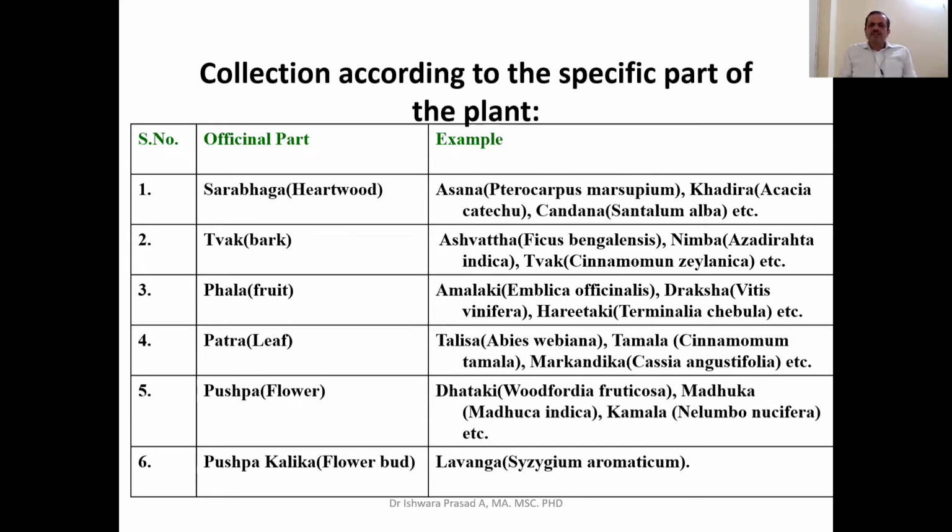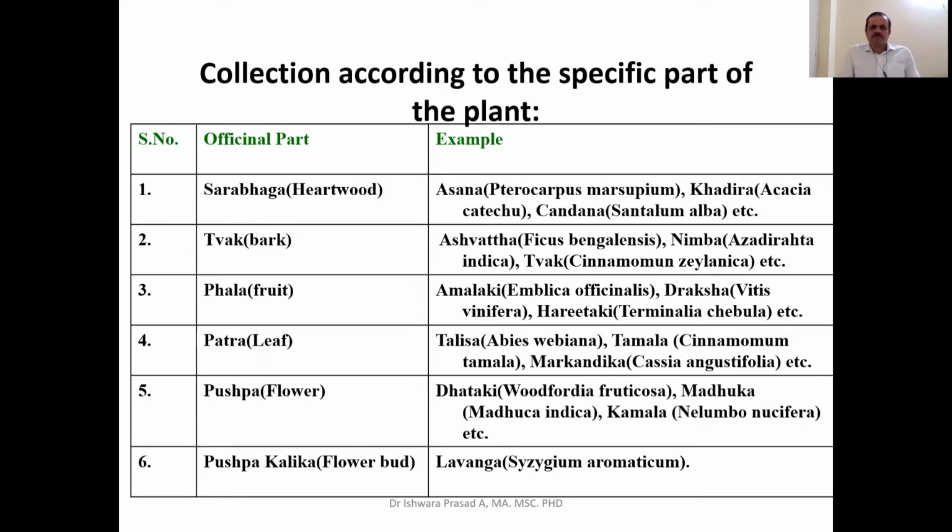Then in Ashwatha, Nimba. Ashwatha, that is Ficus bengalensis. Sorry, Ashwatha is Ficus religiosa. It is not Ficus bengalensis, it is Ficus religiosa. Then Nimba, Azadirachta indica. Twig, Cinnamomum zeylanicum. In this twig, its bark is used for medicinal purposes. Then Phala, fruit, in Amalaki, Emblica officinalis, Draksha, Vitis vinifera, Haritaki, Terminalia chebula.